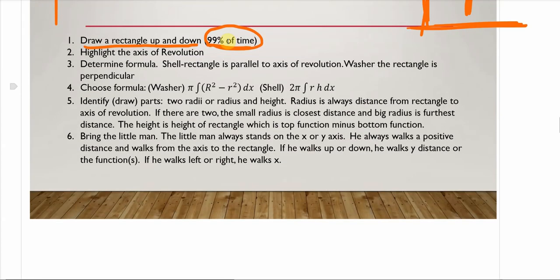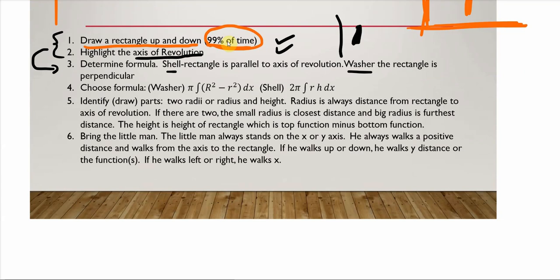Now, step one is draw the rectangle. Step two is highlight the axis of revolution. Why are these two steps important? They're going to determine step three. Step three is which formula am I going to use? Is it the shell or is it the washer? If you do step one and step two and you draw them like this, that's telling you it's going to be the shell. If you do it like this and like this, that's going to tell you it's going to be the washer. Do you see how important that is?